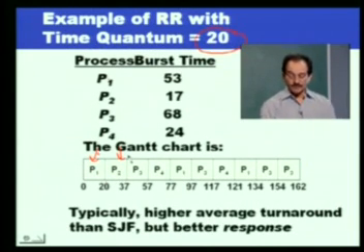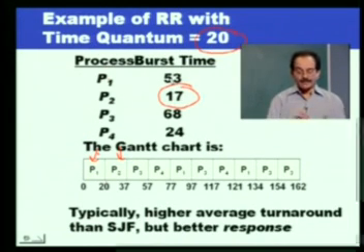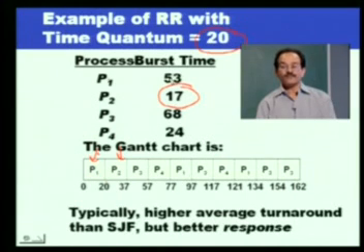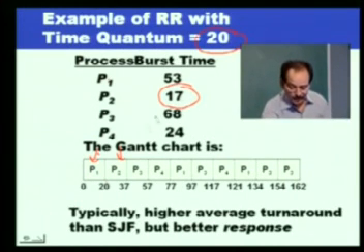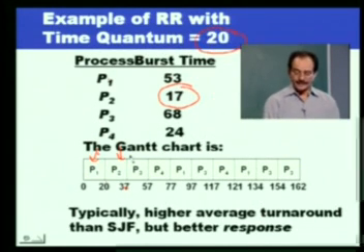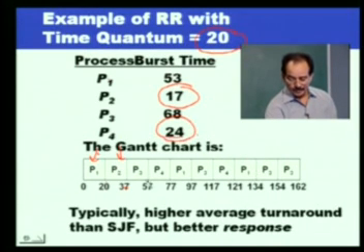Because my P2 requires only 17 units of time, and the time slice, the time quantum which we had defined, is 20 units of time, it will finish in 37 units of time. Then P3 starts. Since it requires 68 units of time, it will stop at 57. Then P4 will start. Again it requires 24 units of time, so it will go into the next slot.